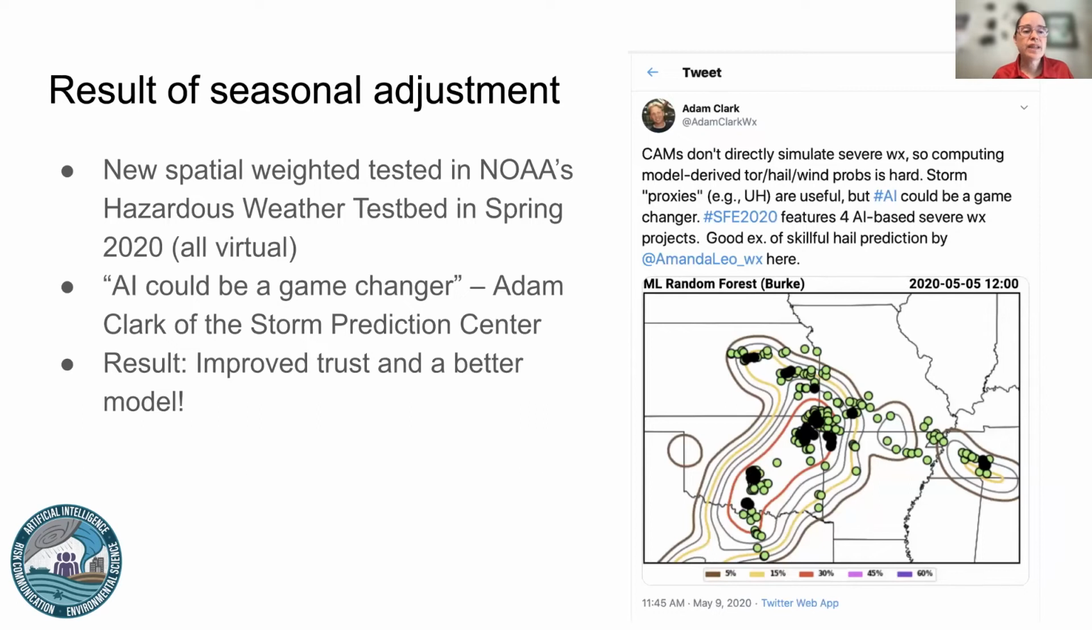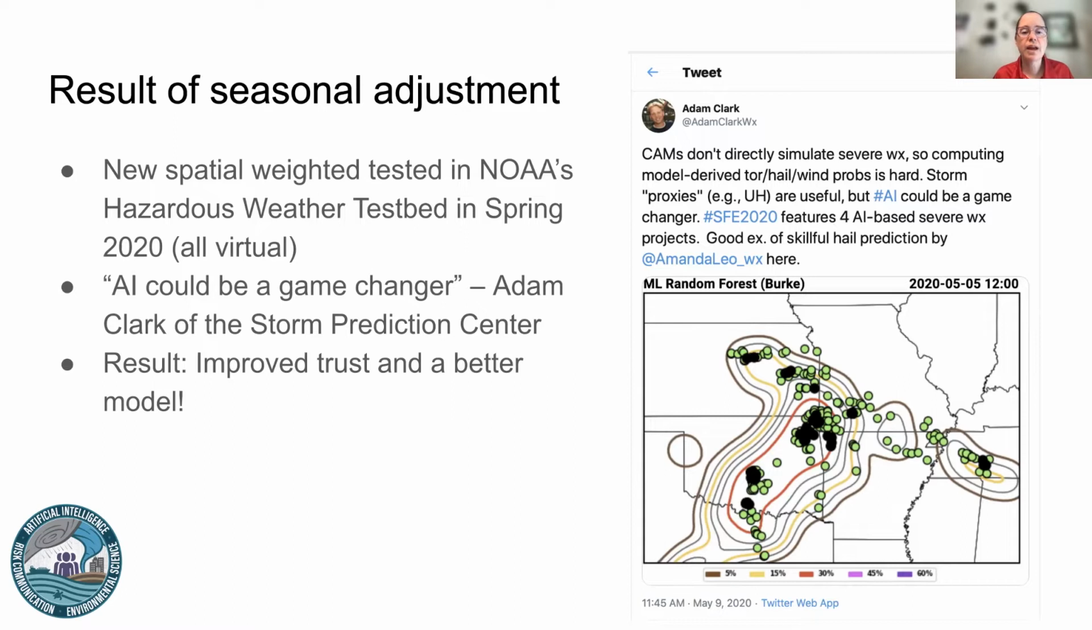So what happened with that? We've been testing this for a number of years. The new version of this, the paper that's under review, was tested in 2020 in the Hazardous Weather Testbed. And it was the first year that we had really fabulous results out of the model, where Adam Clark, who helps to run the Hazardous Weather Testbed, said in his tweet that AI could be a game changer.